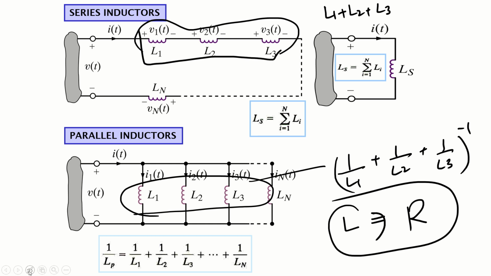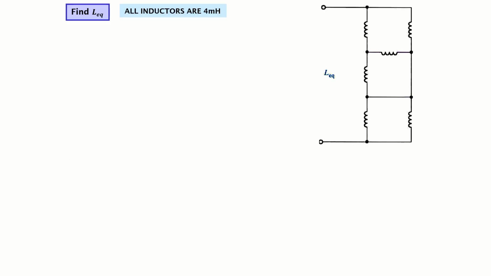Now for this case, all inductors are 4 millihenry and we need to find the net equivalent inductance between these two nodes. The approach will remain the same. Let's say, for example, this is 4 millihenry, 4 millihenry. I'm not writing milli each time, just to keep it short.